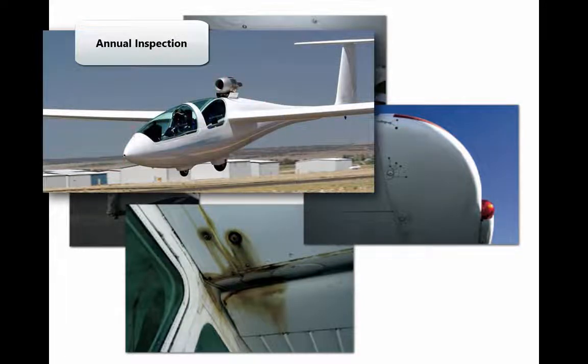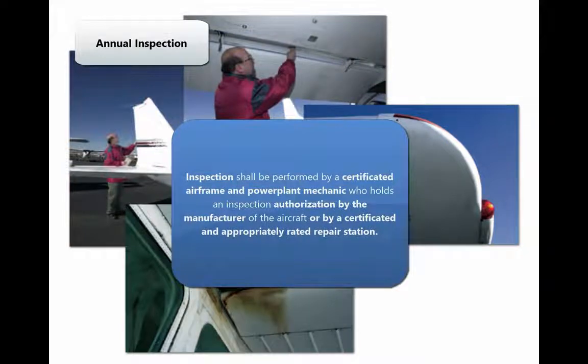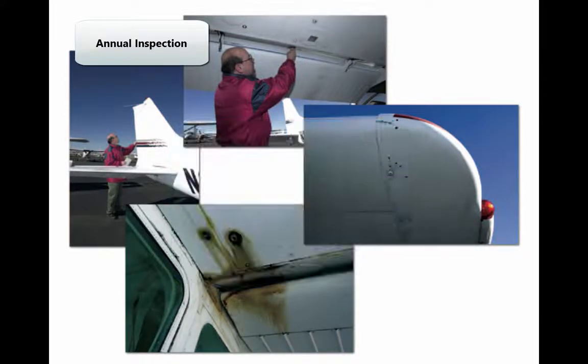Annual inspection. Any reciprocating engine or single-engine turbojet turbopropeller-powered small aircraft flown for business or pleasure and not flown for compensation or hire is required to be inspected at least annually. The inspection shall be performed by a certificated airframe and power plant mechanic who holds an inspection authorization, by the manufacturer of the aircraft, or by a certificated and appropriately rated repair station. The aircraft may not be operated unless the annual inspection has been performed within the preceding 12 calendar months. A period of 12 calendar months extends from any day of a month to the last day of the same month the following year.